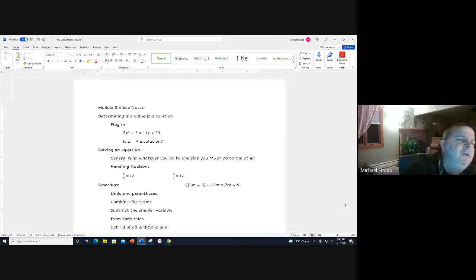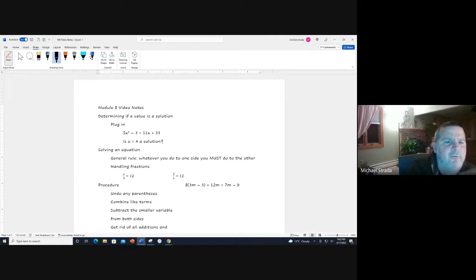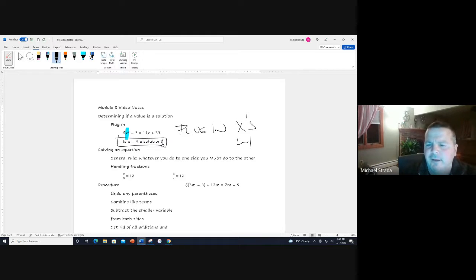For example, even though we really haven't talked about x squared yet, which is right there, in the beginning when it says is x equals 4 a solution, all you're going to do is plug in, which means we're going to replace all the x's with the value 4. So 5x squared minus 3 becomes 5 times 4 squared minus 3. From our order of operations, 4 squared is 16, 16 times 5 is 80, and 80 minus 3 results in 77.